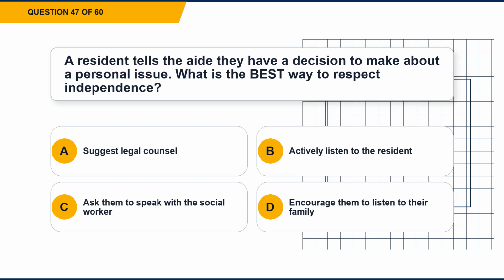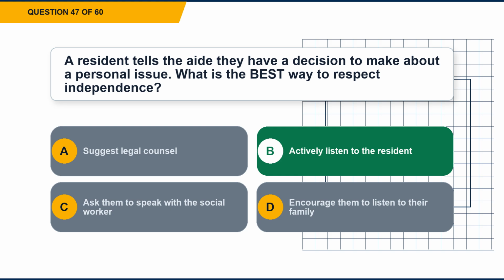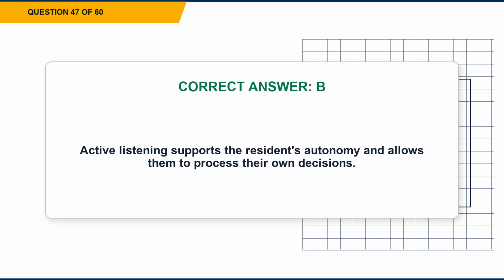Question 47. A resident tells the aide they have a decision to make about a personal issue. What is the best way to respect independence? Option A, suggest legal counsel. Option B, actively listen to the resident. Option C, ask them to speak with the social worker. Option D, encourage them to listen to their family. The correct answer is option B, actively listen to the resident. Explanation. Active listening supports the resident's autonomy and allows them to process their own decisions.